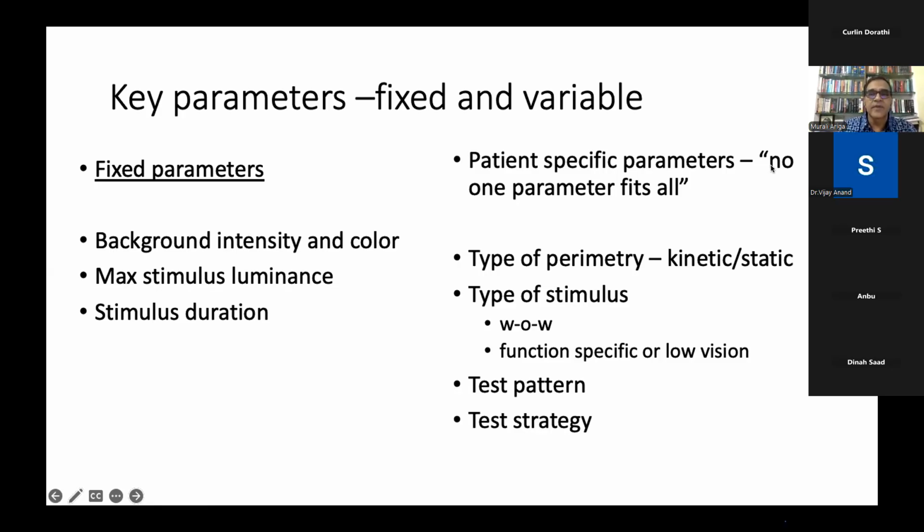So patient-specific parameters: no one parameter will fit all patients. But what we can change is this: in automated perimetry, the modern ones all use static, so there is no question of kinetic. Some perimeters like the modern Octopus perimeter also have an automated kinetic perimetry option. The Humphrey does not have that. The type of stimulus is generally white on white. It is function specific and can be changed if the patient has low vision. The test pattern, the test strategy, and the type of stimulus can all be altered and varied for any given eye of a patient.